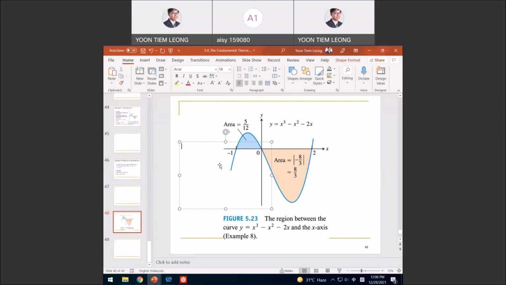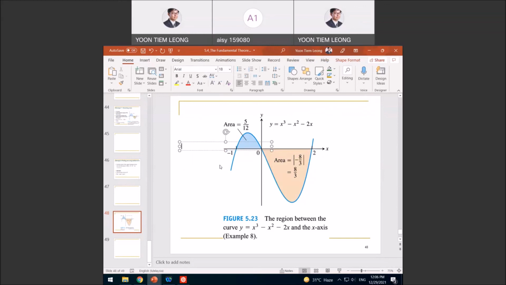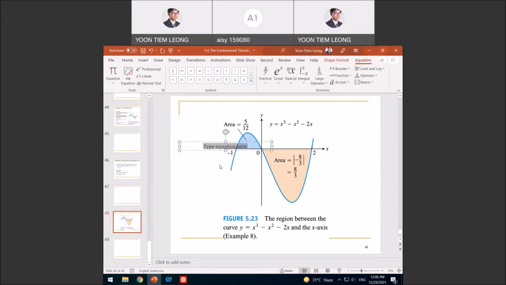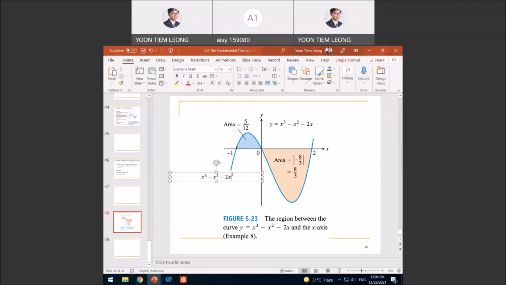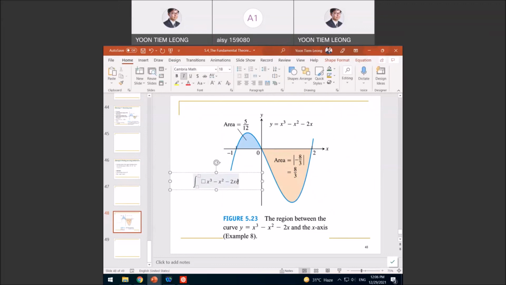In the text box, I'm going to insert my function, which is x cubed minus x squared minus 2x, right? So this is the original function, and I'm going to integrate this. So I need the integration sign to show my integrations, and it's going to integrate with respect to x. So here is my integrations.